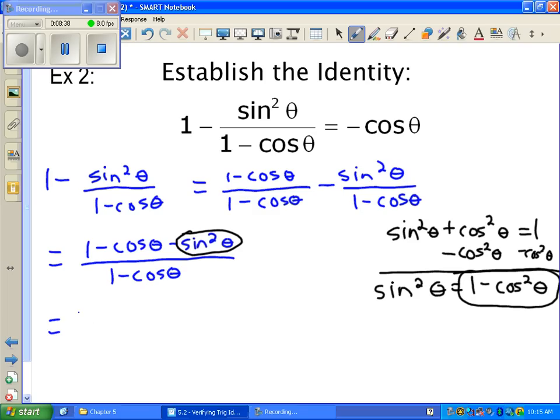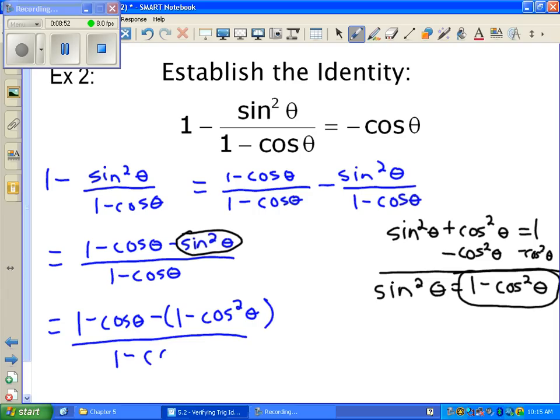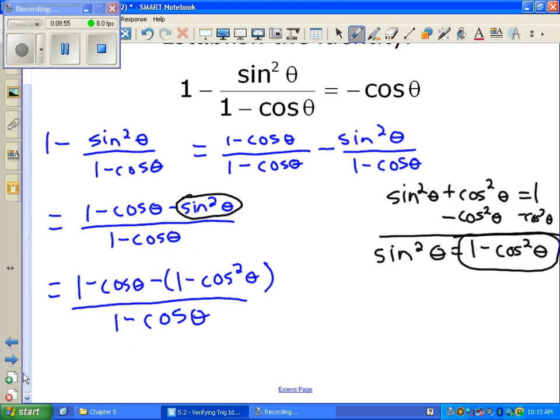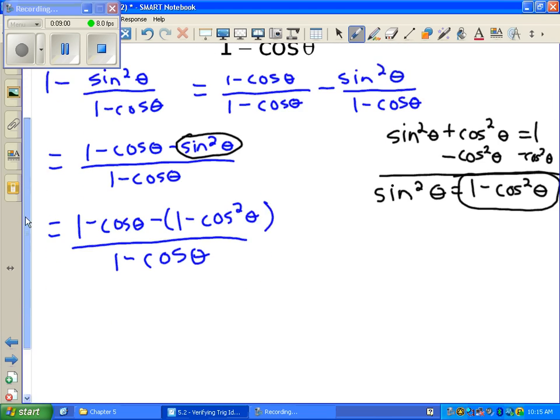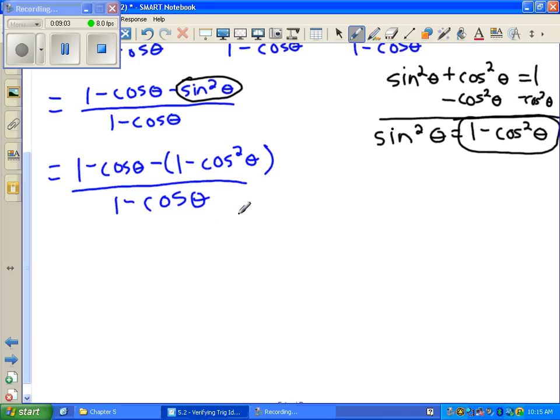So doing that substitution, I have 1 minus cosine theta. Okay, so now I have minus 1 minus cosine squared theta. And this is all over 1 minus cosine theta. I have a couple more steps to go, I think. I'm ultimately trying to get to negative cosine. So it's looking promising. Something's going to cancel here. Let's go ahead and rewrite the top. It is 1 minus cosine theta. Okay, when I distribute this negative sign, I get minus 1 plus cosine squared theta all over 1 minus cosine theta.